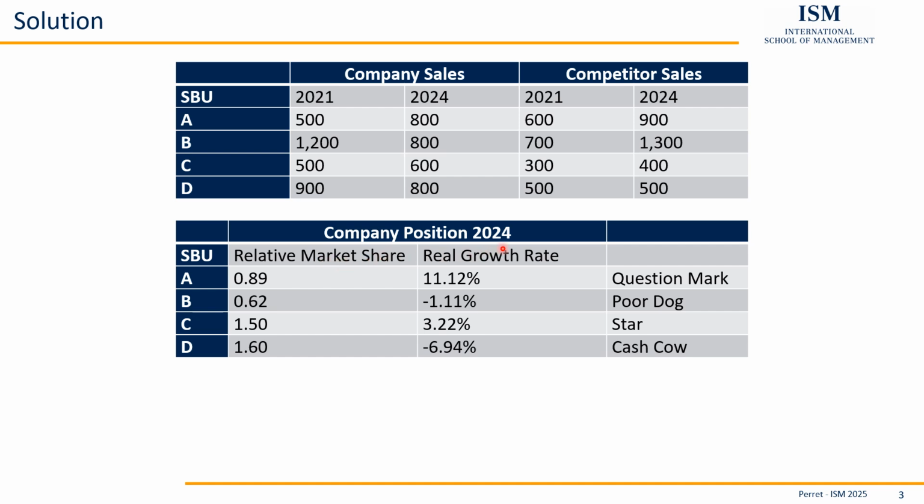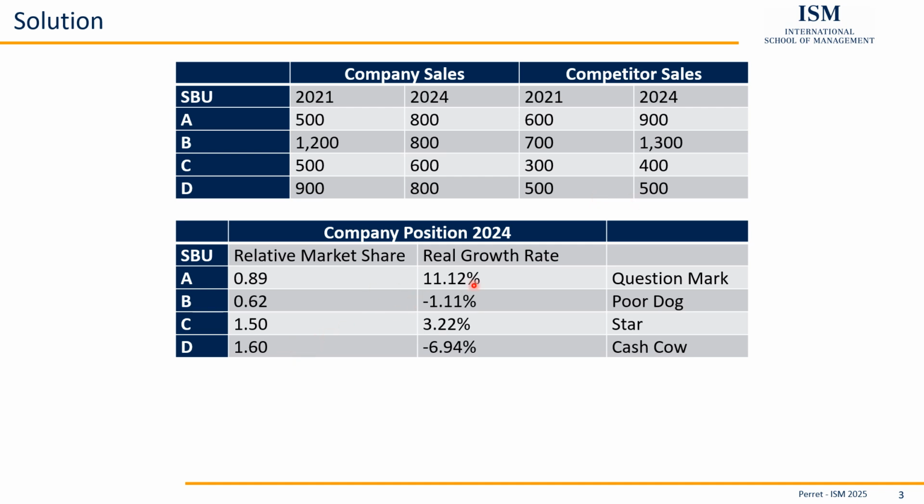We just have to consider we're here in 2024, so we consider data for 2024. Then we're going to take our value, let's say for A, and divide it by the respective value of the competitor. So this relative market share results as 800 divided by 900. And we do this for the other business units comparatively. So here it's 800 divided by 1,300, 600 divided by 400, and 800 divided by 500.